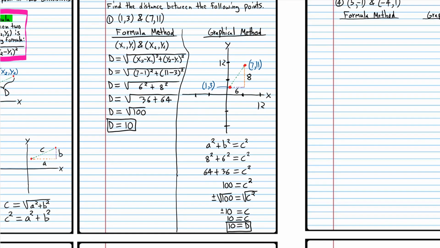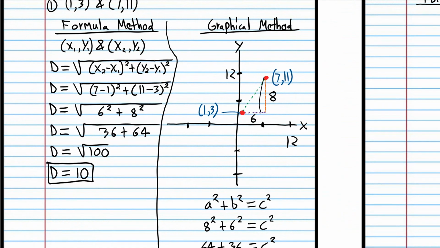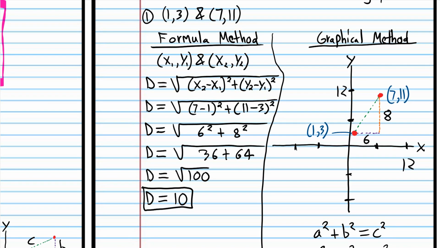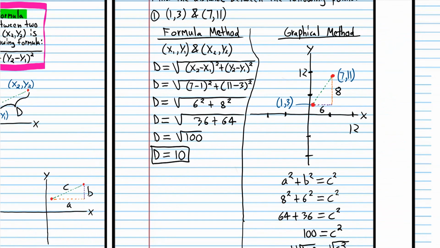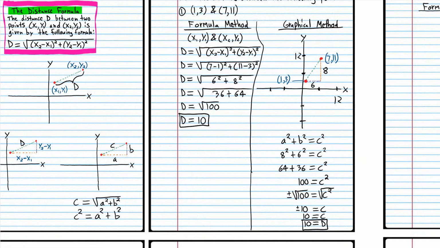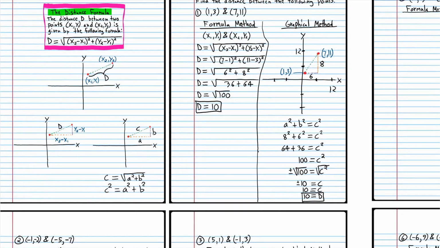So again, choose which method you like. Again, this is the hardest part of the graphing method, is finding these lengths. And the hardest part of the formula method is that students sometimes have trouble with signs. We're going to do problems where you have to have double negatives. So sometimes students don't plug in the numbers, or they don't plug them in and do the operations correctly.